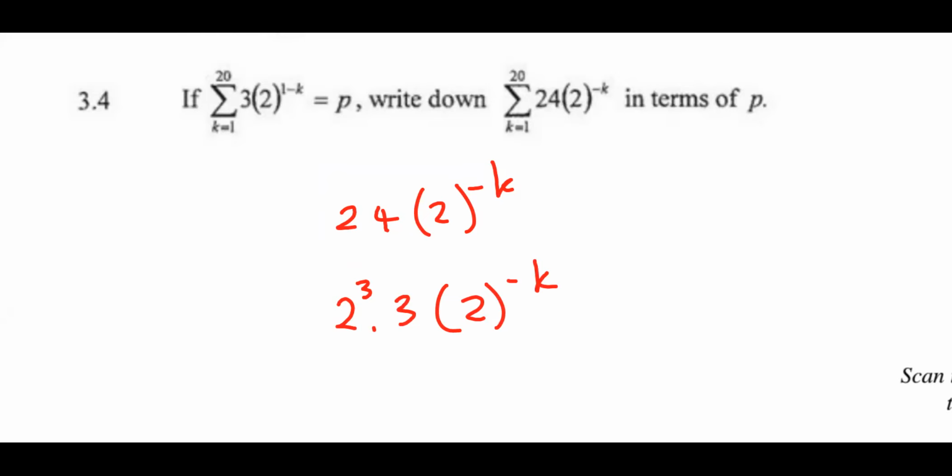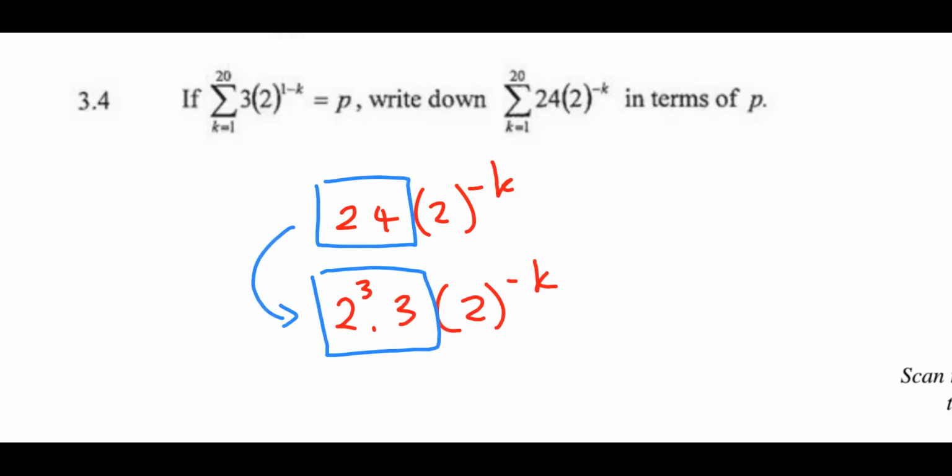Okay, because 24 is equal to 2 to the power of 3 times 3. I'm basically finding the factors of 24. Now, there is a button in your calculator that can help you get to these factors quickly, and you don't have to do it manually.